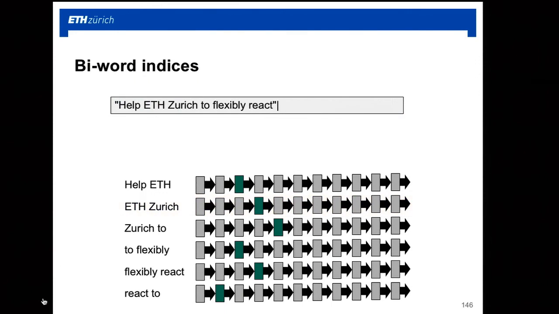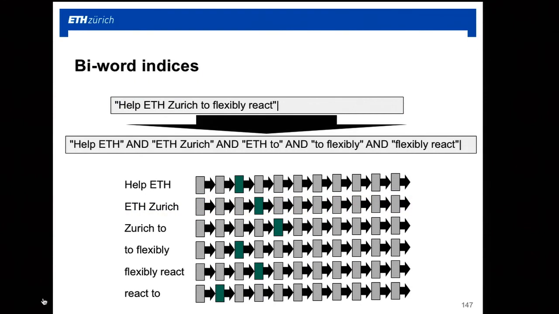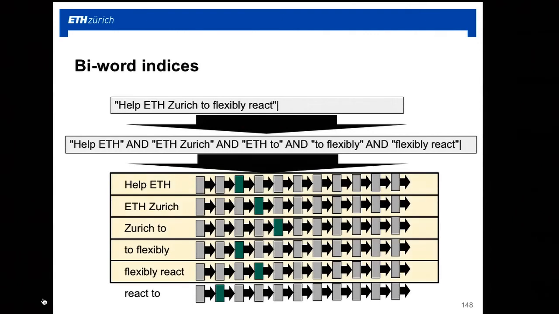So how do I now treat this one? I basically, again, convert it to some Boolean query, but I'm trying to take exactly the way I did it with the original document: help ETH, ETH Zurich, Zurich to, to flexibly, flexibly react. So now I have these bywords, these pairs of words, and this now I can look up here. So I can find this, and then I take the posting lists and compute the, you should say everybody at the same time, yes, I'm hearing it, intersection. The intersection because it's an AND here. And if you take the intersection of all of this, then you will return all the documents that contain this. Nobody has a problem with that?